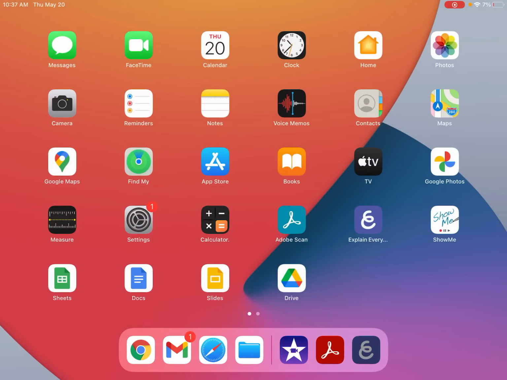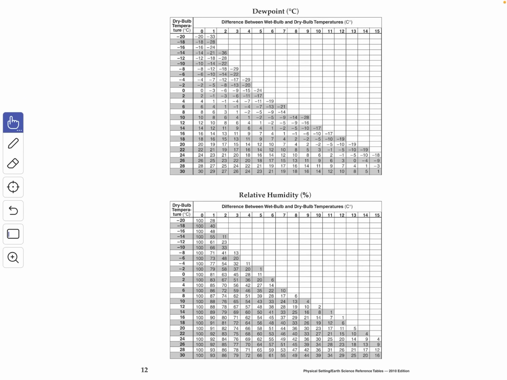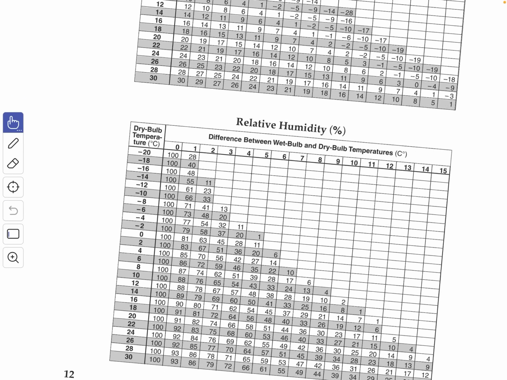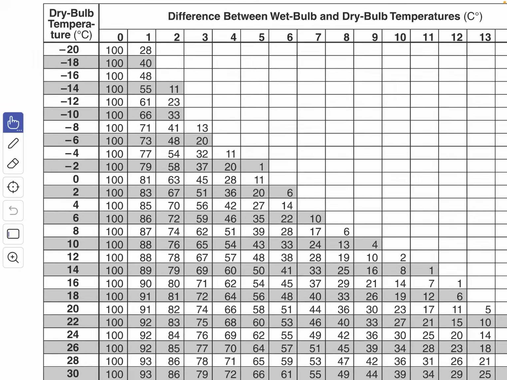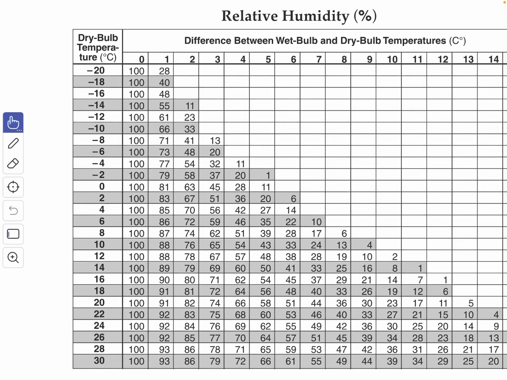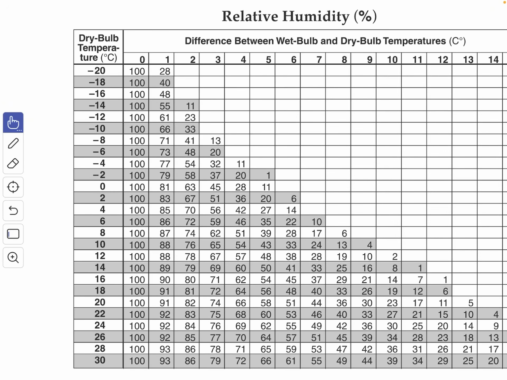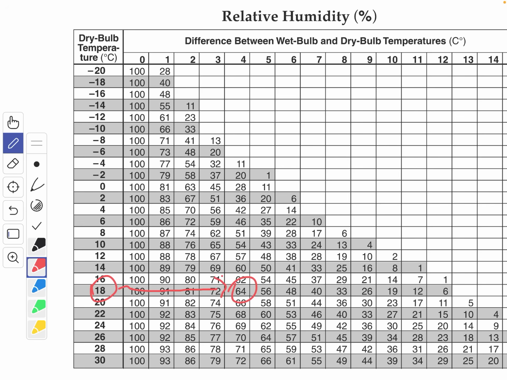So I'm going to go to the reference table. We know the relative humidity, which means we actually have to start on this chart over here. We know relative humidity is 64%, dry bulb is 18. Well, that would be over here. So here's 18, and I'm going to come across from there until I get to 64%, which is right there.